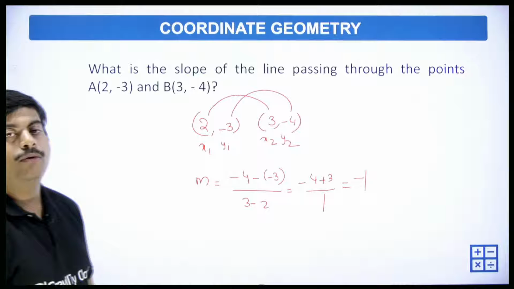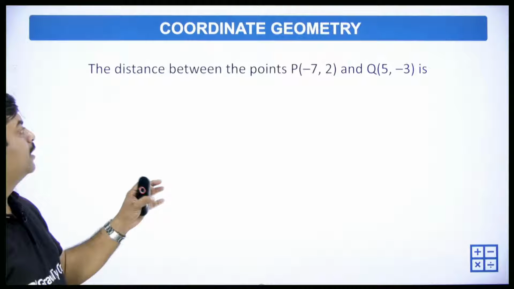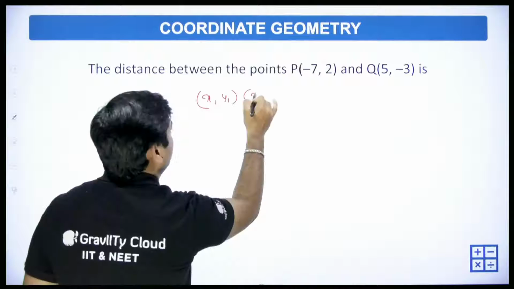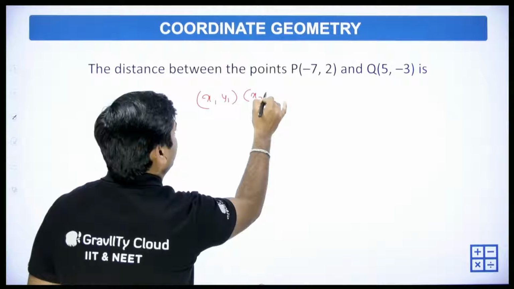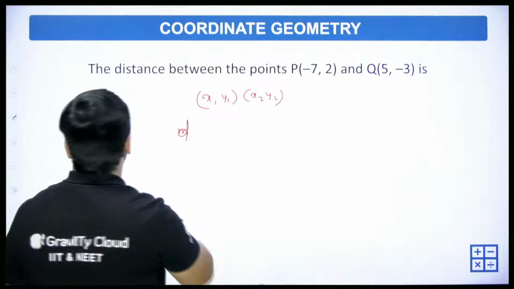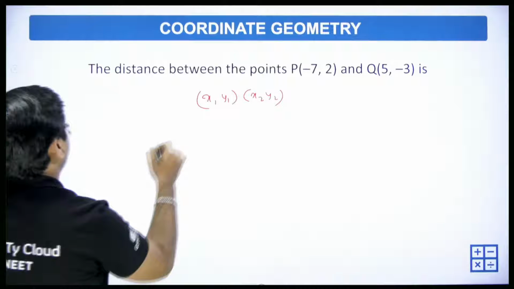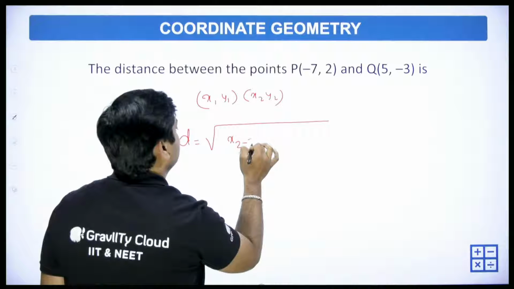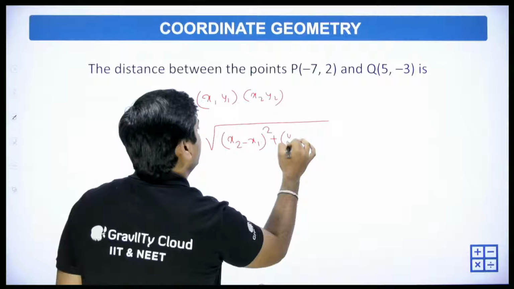Okay. So moving ahead, the distance between the points (-7, 2) and (5, -3). Distance between the points. What is the formula for that? What is the formula to find the distance between two points x1, y1 and x2, y2? Not slope, distance is equal to... we are trying to find the distance between two points. So the formula for distance is equal to root over (x2 minus x1) whole square plus (y2 minus y1) whole square.